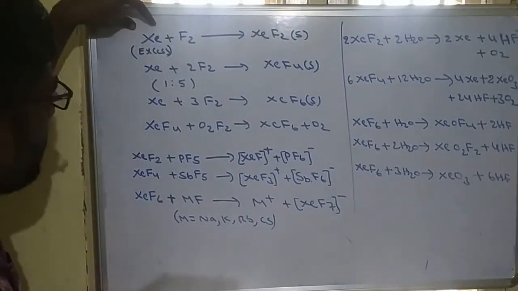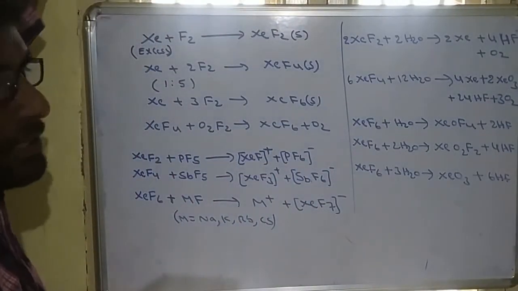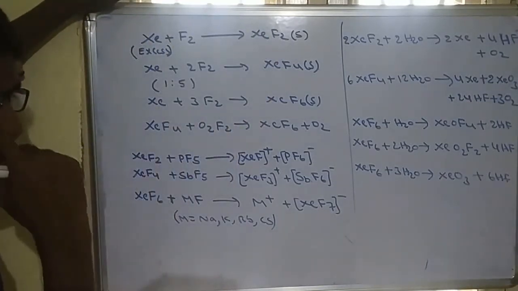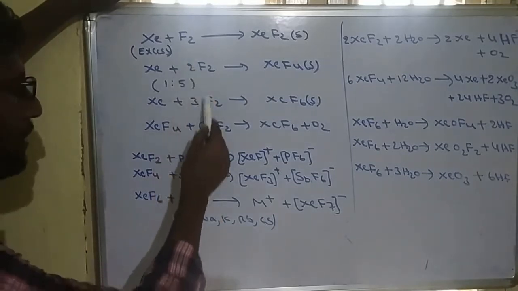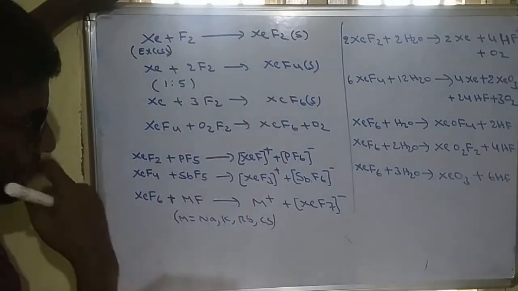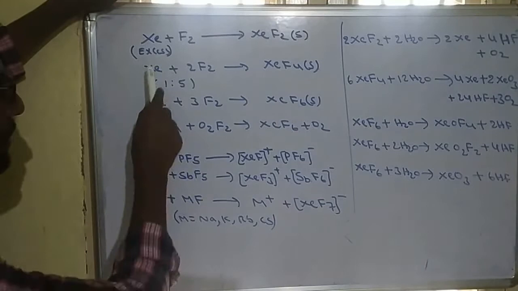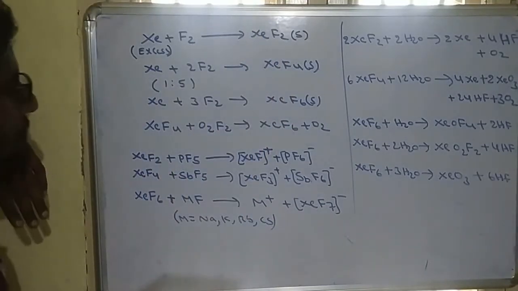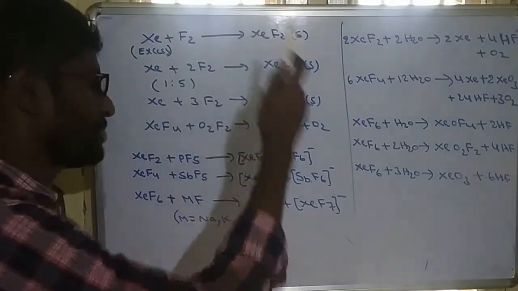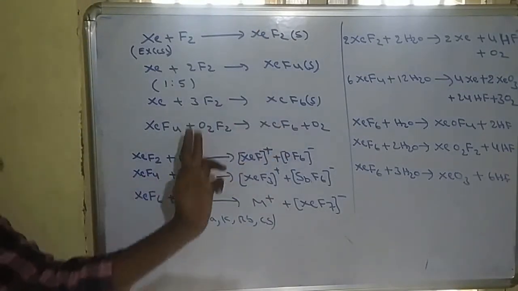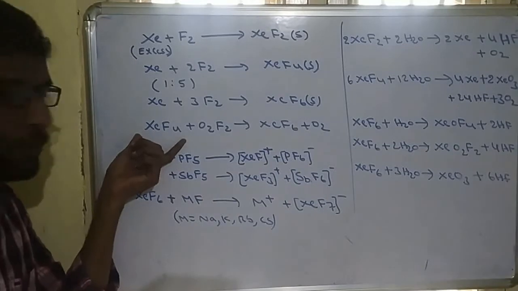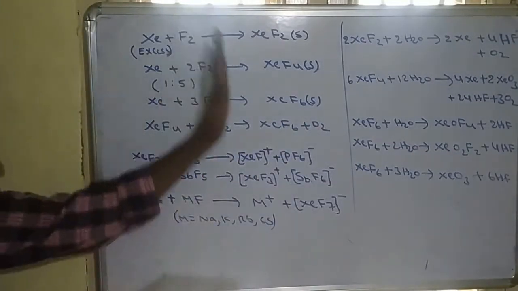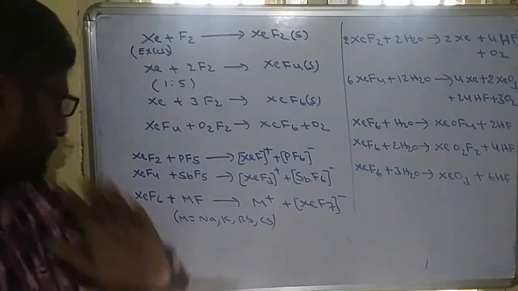When xenon combines with fluorine, it will form XeF2 solid. When xenon is in excess, it always forms XeF2. When fluorine is in excess, it will form XeF4 or XeF6. Xe plus 2F2 in a 1:2 ratio forms XeF4, and when taking a 1:3 ratio with F2, it forms XeF6. XeF6 can also be prepared from XeF4 and O2F2, forming XeF6 plus O2. All are simple reactions, this we have to practice.